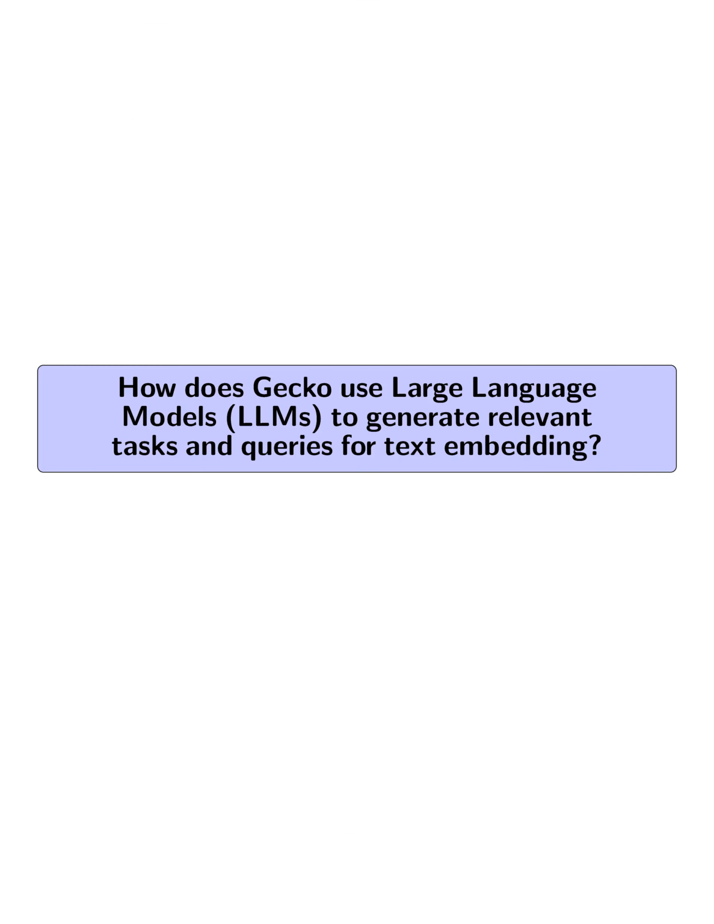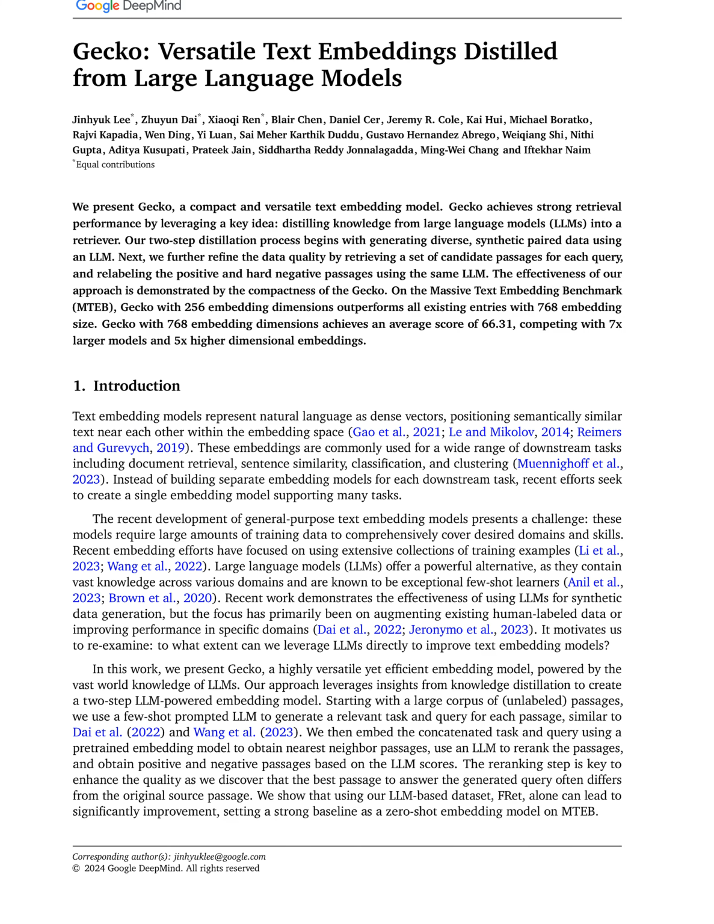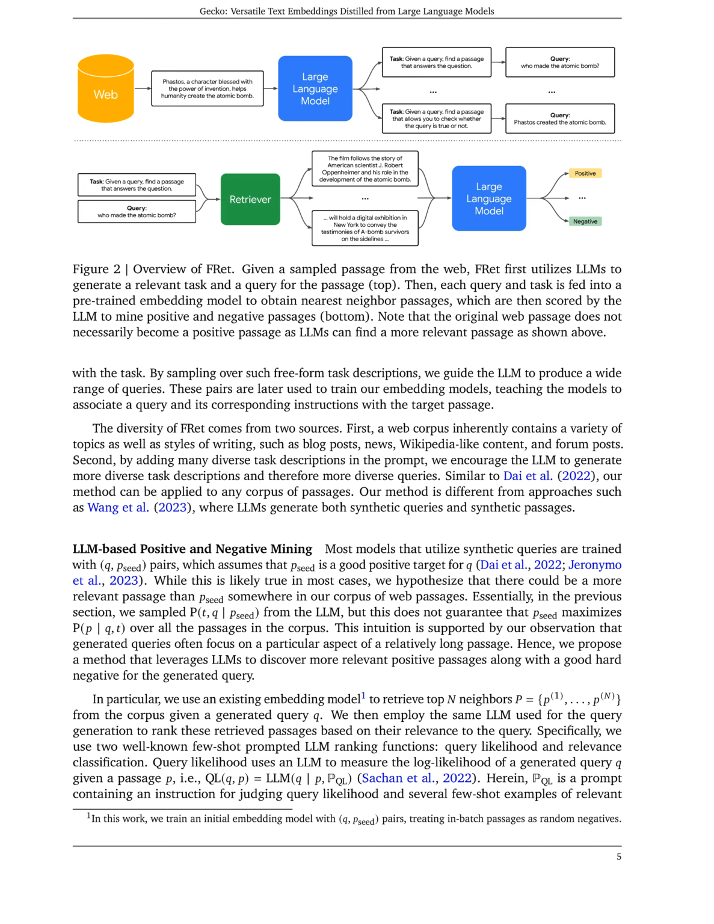How does Gecko use large language models, LLMs, to generate relevant tasks and queries for text embedding? Gecko uses large language models, LLMs, to generate relevant tasks and queries for text embedding by leveraging insights from knowledge distillation to create a two-step LLM-powered embedding model. Firstly, starting with a large corpus of unlabeled passages, a few-shot prompted LLM is used to generate a relevant task and query for each passage.